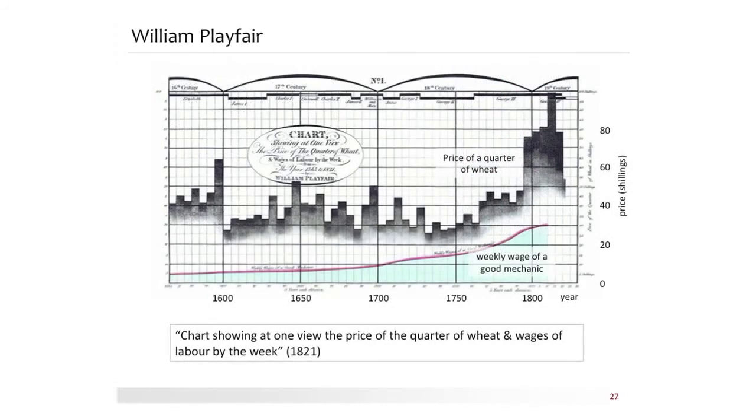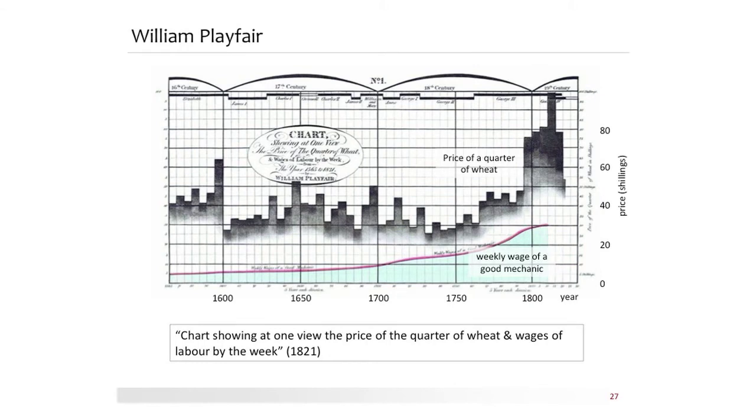So this is a chart from his book from 1821, showing at one view the price of the quarter of wheat and wages of labor by the week. It's a bit complicated, but you can see here. This is time on the horizontal axis. This is 16th, 17th, and 18th century. And this is price in shillings.